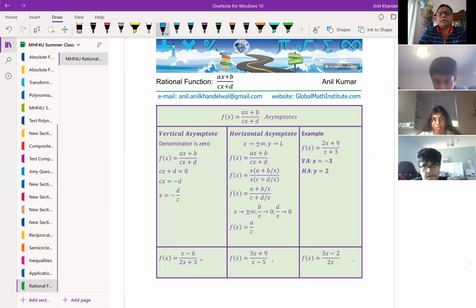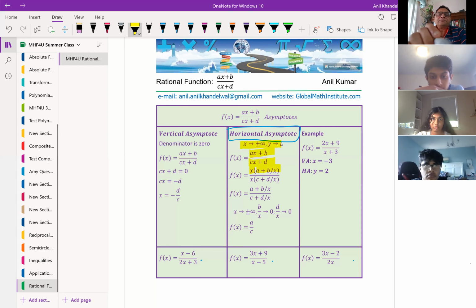Now let's look into the horizontal asymptote. It is a slightly difficult concept. What did we say? Horizontal asymptote means when x approaches positive infinity or negative infinity, if the y value approaches a fixed value L, then we have a horizontal asymptote whose equation will be y equals L, correct? So what are we going to do? We are going to check the value of the function when x is very, very large. Here is a good technique. I'd like your attention to understand it. We have ax plus b divided by cx plus d. I'm taking x common in the numerator. When I take x common, what do I get? a plus b divided by x, correct?